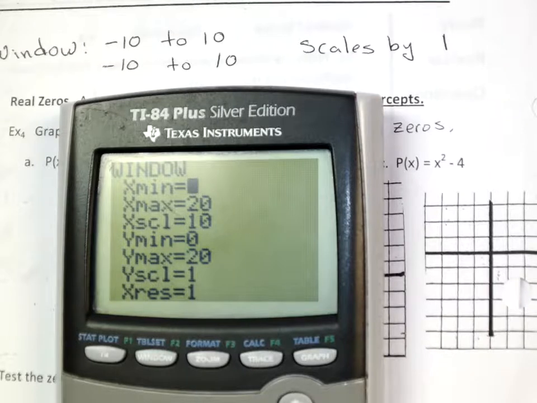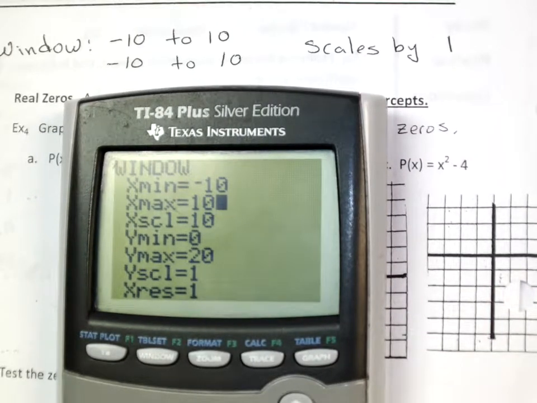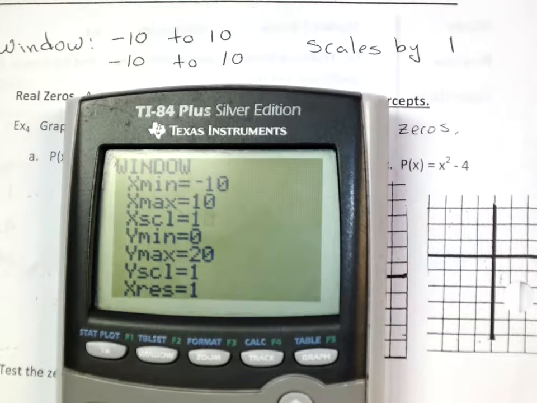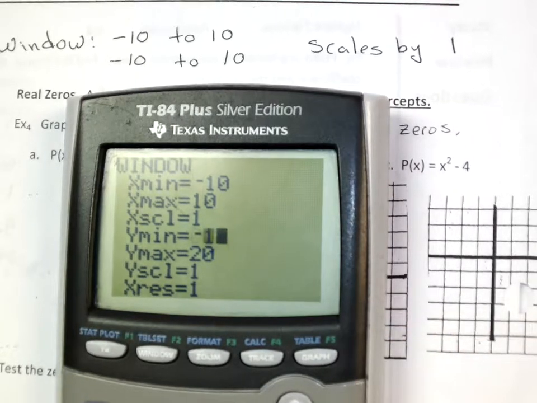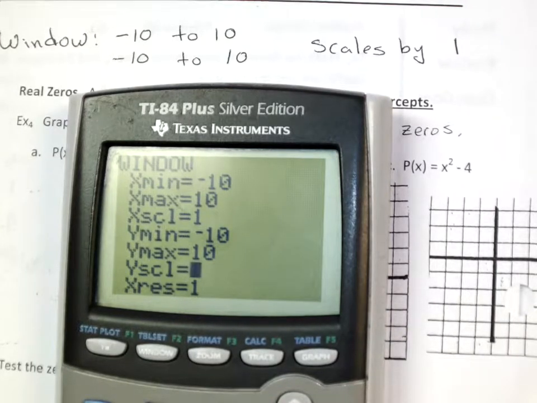First, our window is, think about a normal graph, negative 10 to 10, right? So I'm going negative 10 to 10. Scale by 1, so I'm going 1, 2, 3. I change the scale to 1. Normal graph, negative 10 to 10 for the y as well, scale by 1. How am I doing so far?